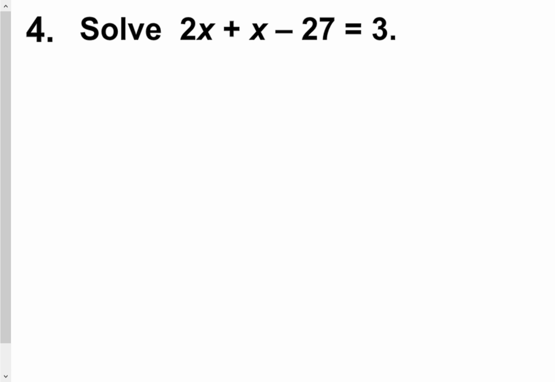These are going to be a little more difficult because it's going to pull your knowledge from simplifying expressions, combining like terms, and also solving equations. If you look here, we have 3 terms: 2x, positive x, and negative 27. But we'll notice that 2x and x are like terms. So if we ever have this kind of problem, we're going to combine our like terms first. So let's take our 2x plus our x, and that equals 3x minus 27 equals 3. So now we have our two-step equation.